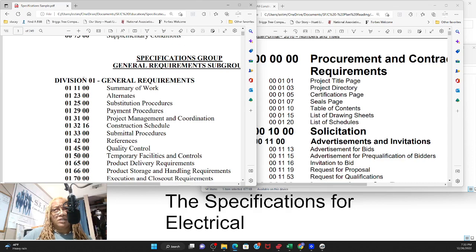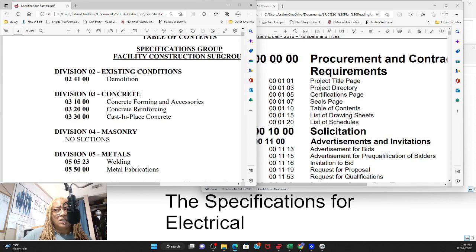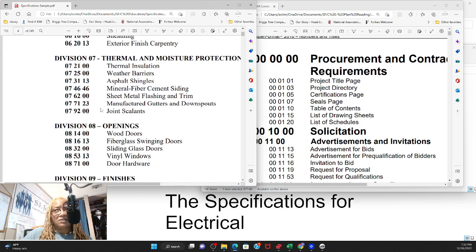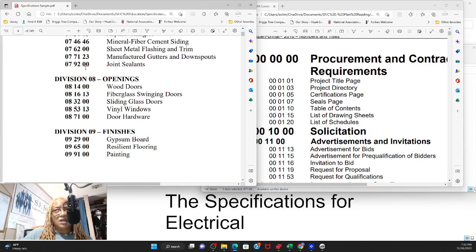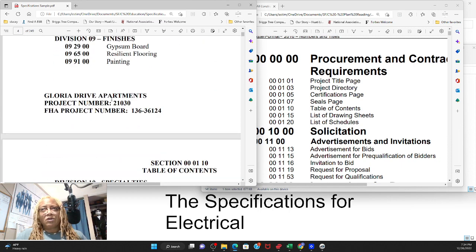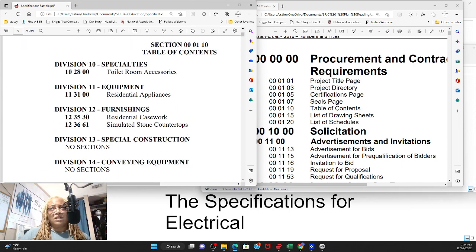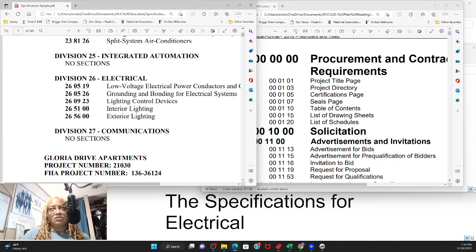It's giving us all the specifications for this actual project, but I'm going to go all the way down to Division 26. So we've got the finishes, Division 9, openings, Division 8, thermal and moisture protection, that's going to be our roofing. But we want to go down to Division 26, which is electrical. So this is the actual on the left.